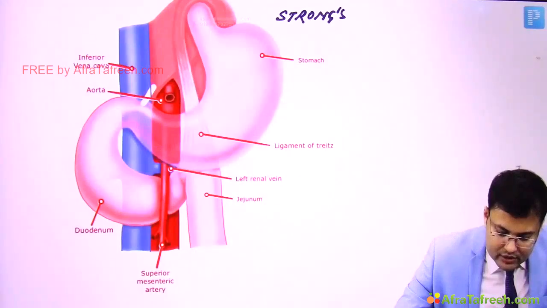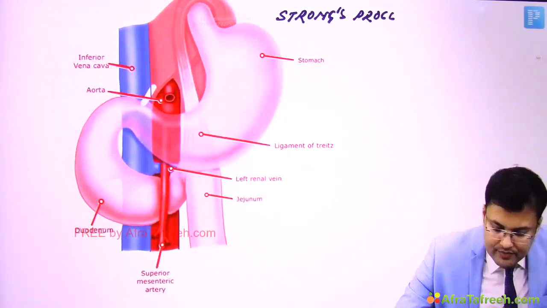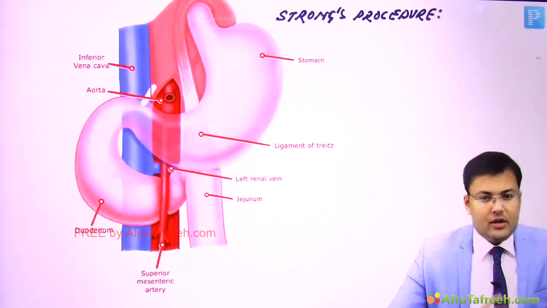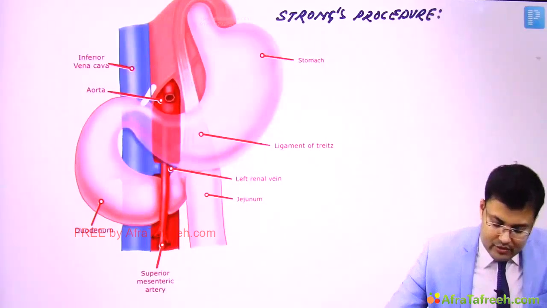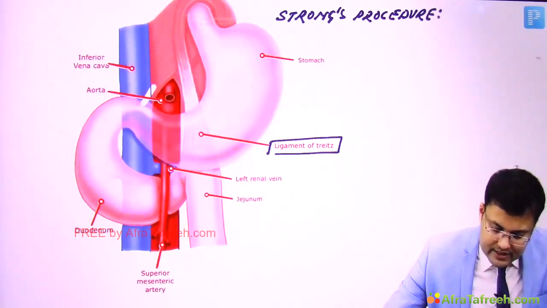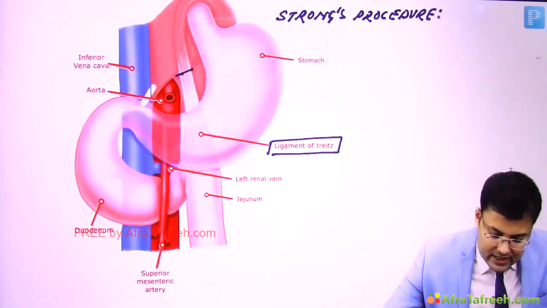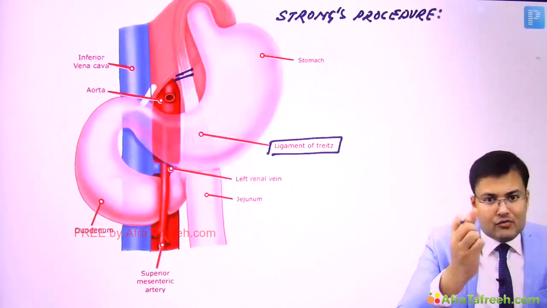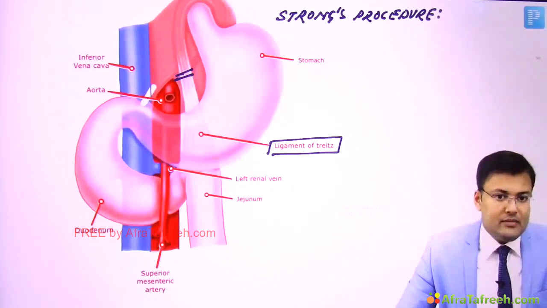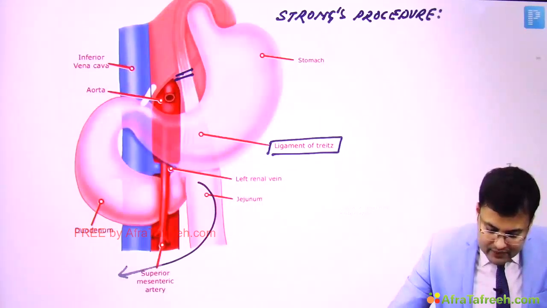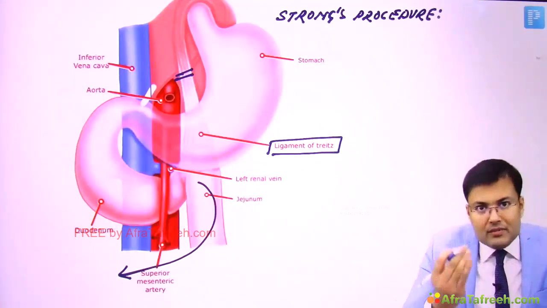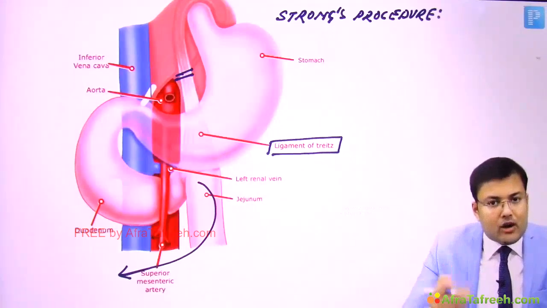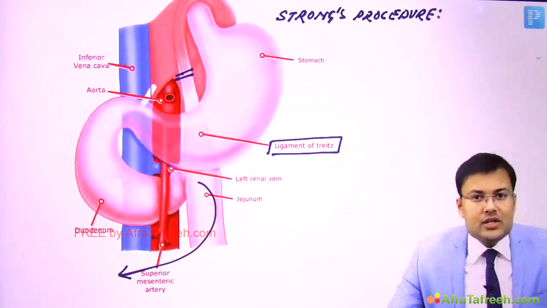This is known as Strong's procedure. What we do in Strong's procedure, can you see? This is the ligament of Treitz. So I have to divide this ligament of Treitz. And after dividing this ligament of Treitz, I have to mobilize this fourth part of duodenum. So when I mobilize this fourth part of duodenum, because of this mobilization, obviously the third part also moves down and the obstruction is relieved.